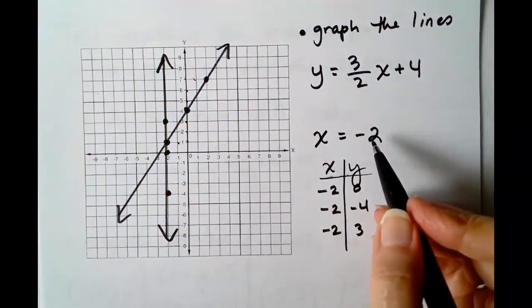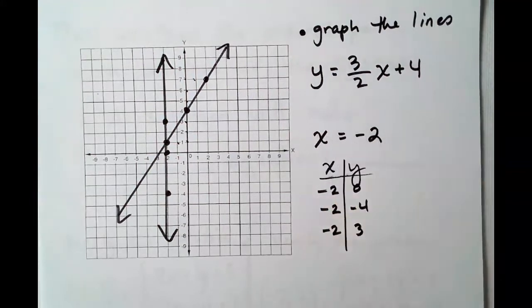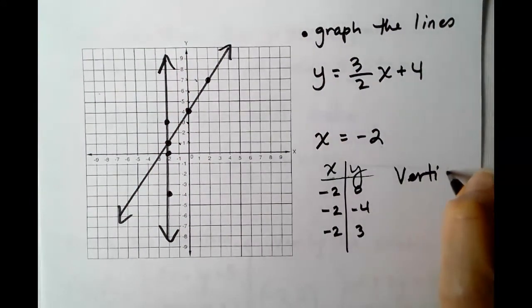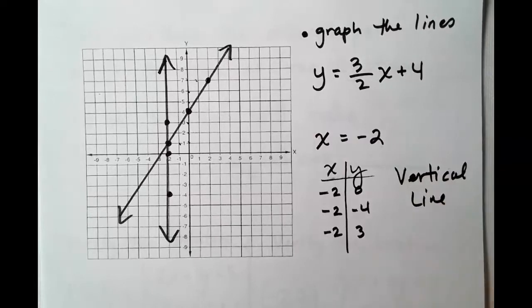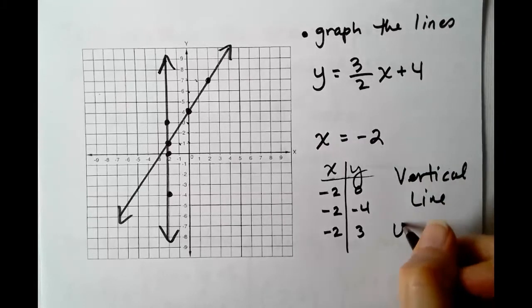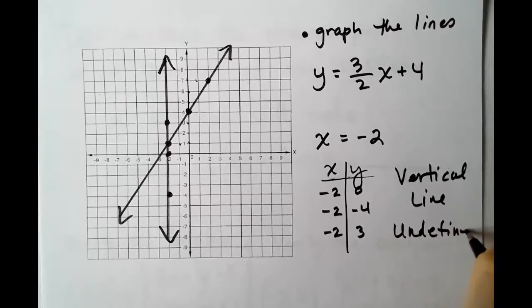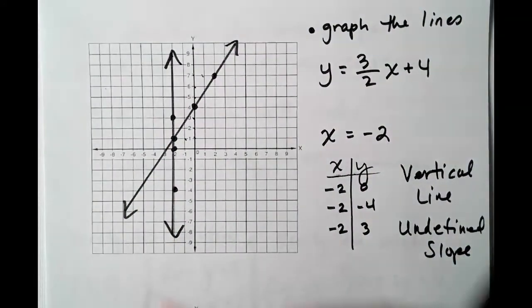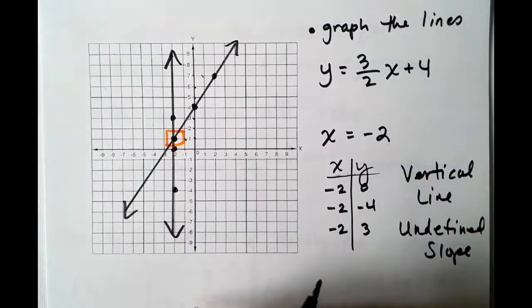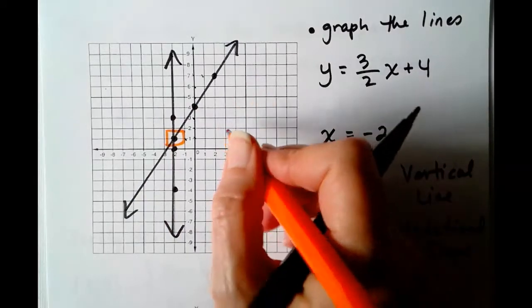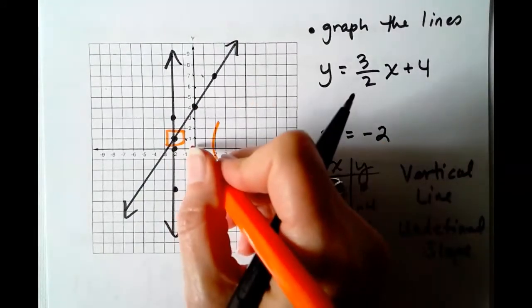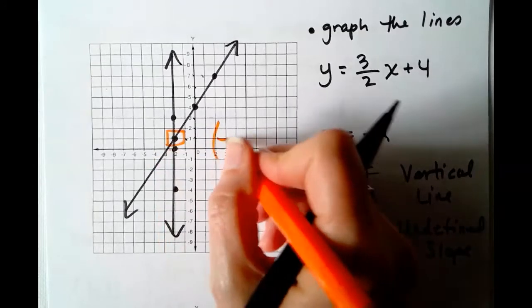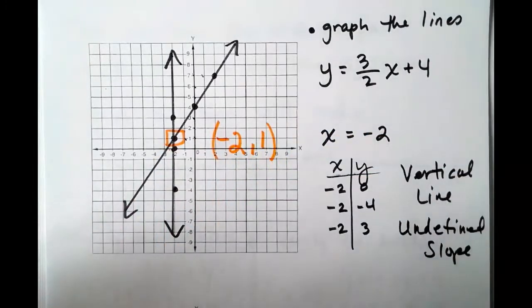A vertical line comes in the form of x equals some number. So this is a vertical line, and the vertical line has an undefined slope. Just wanted to take the opportunity to review there. And of course, the point of intersection is the solution to our system. In this case, the solution is back 2, up 1. So there is the solution.